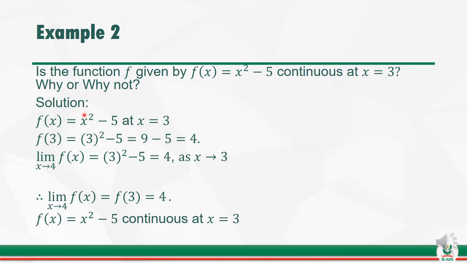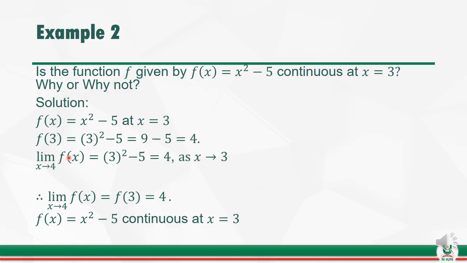How to solve it? The first rule, you must find that f of 3 exists. Let's look at it. This is the formula, f of x is equal to x squared minus 5 at x equal to 3. If you put 3 where you have x, we are going to have 3 squared minus 5. 3 squared gives us 9, 9 minus 5 gives us 4. So the function at point x is equal to 3 exists.